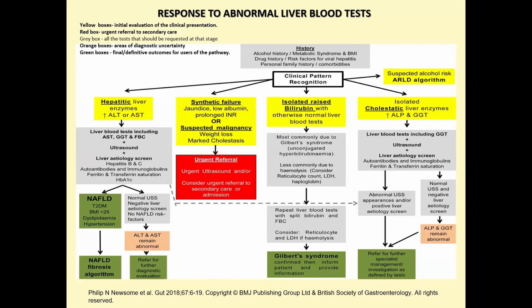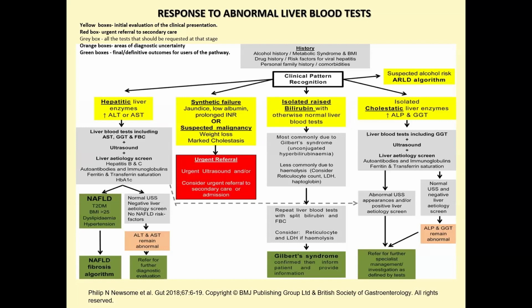Let us see the color coding. Yellow box: it's the initial evaluation of the clinical presentation. You take a first history: alcohol, metabolic syndrome, BMI, any drugs he has taken, risk factors for viral hepatitis, whether he has eaten outside or consumed contaminated water. Personal history, comorbidities, whether he has traveled outside. You take all these in the history, and then clinical pattern recognition.